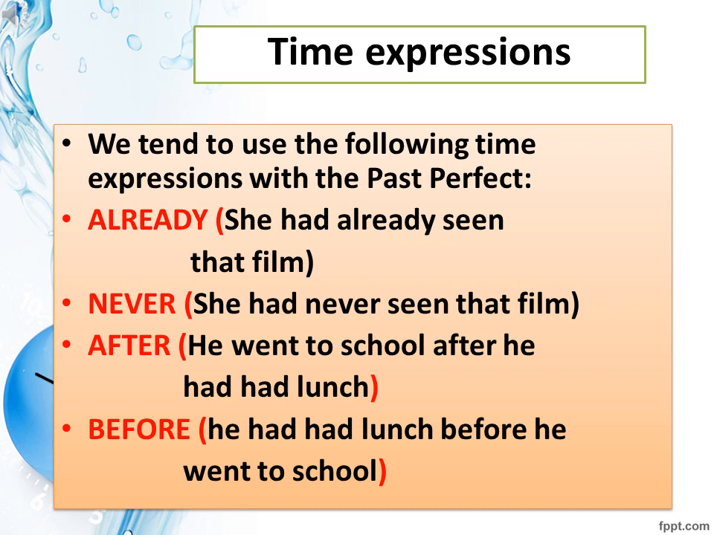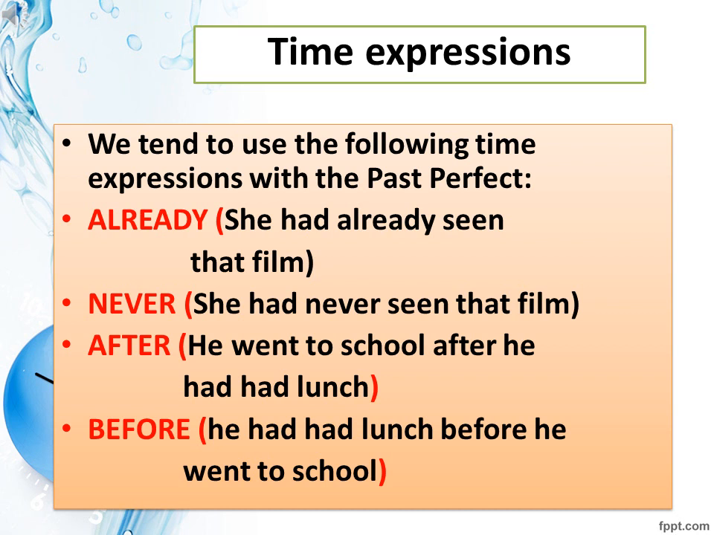Number two: never. She had never seen that film. يعني لم ترى أو تشاهد ذلك الفيلم مسبقا أو أبدا. Okay. So she had never seen that film. Again the same with never. It comes after had and before the past participle seen of the verb see. So seen is the past participle of the verb to see.